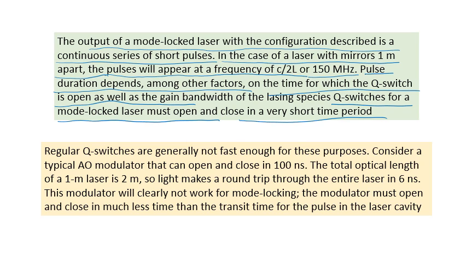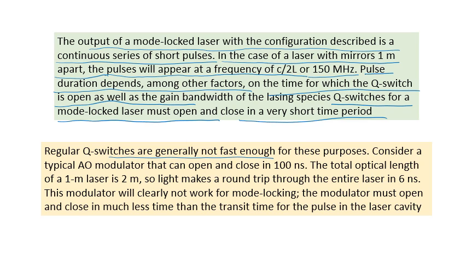Now it's saying, because we need a very short time to turn on and off the Pockels cells, the regular Q switches are generally not fast enough. The normal Pockels cells available in the market at normal price, their speed is not that high. But to produce short pulses, especially for mode locking, we need a Pockels cell that can operate at high speed.